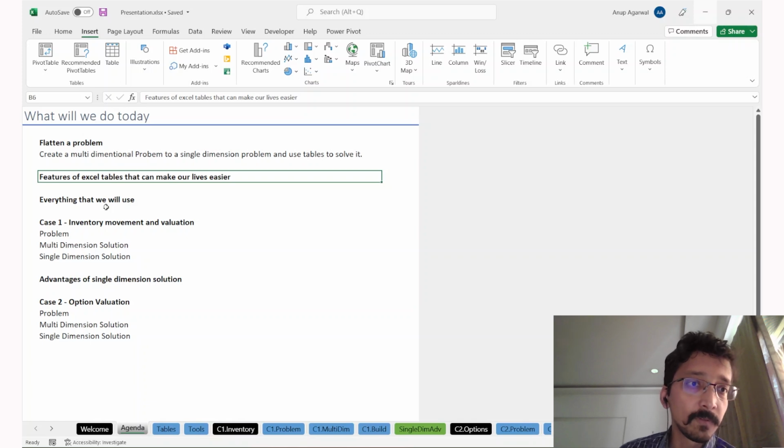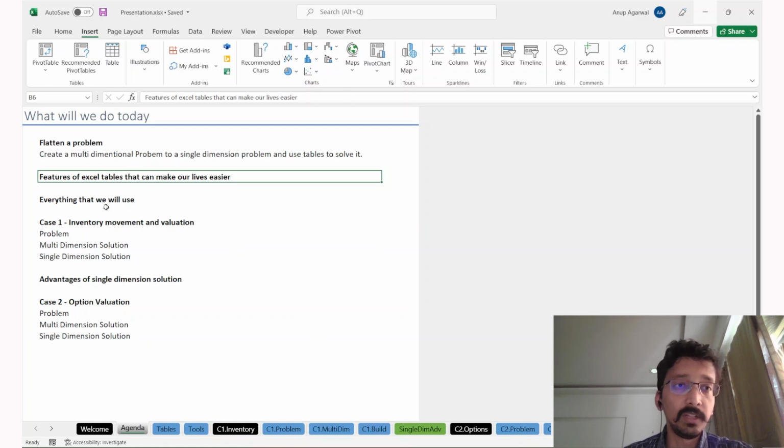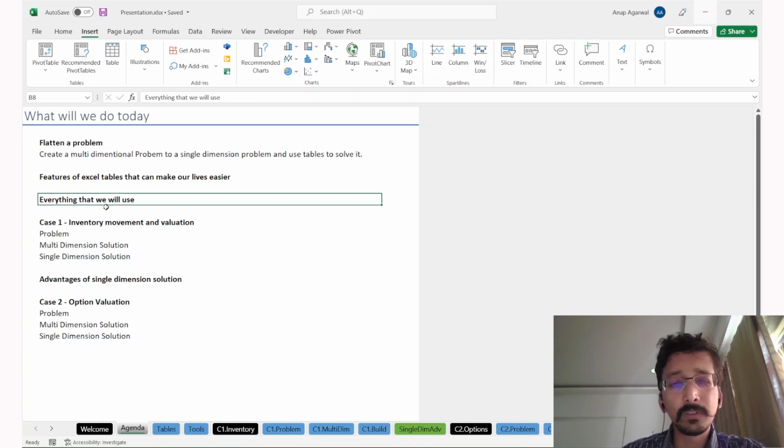For that, we will be using Excel tables. So we will talk about a few features of tables that will help us do it. Then we will also review a few functions and Excel features that we will use today. At that point in the video, you may pause and go through some other resources if you are not familiar with one or a few of those functions.